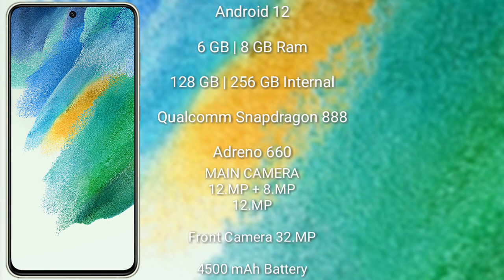Samsung Galaxy S21 FE runs on the Android 12 operating system. It comes with 6GB, 8GB RAM and 128GB, 256GB internal storage, and it's powered by Qualcomm Snapdragon 888 processor and GPU Adreno 660. Rear side triple camera setup, 12MP plus 8MP plus 12MP, and its front camera 32MP, 4500mAh battery, 25W fast charging support.